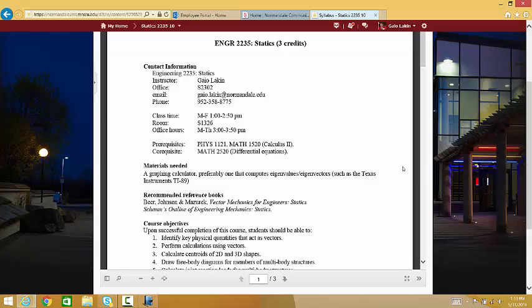Prerequisites are Physics 1 and Calc 2. And it says there's a co-requisite of differential equations. That's a very soft co-requisite. You could do perfectly fine in this class without being in differential equations. That's just the same co-requisite they have at the U of Minnesota, so that's how we have it.